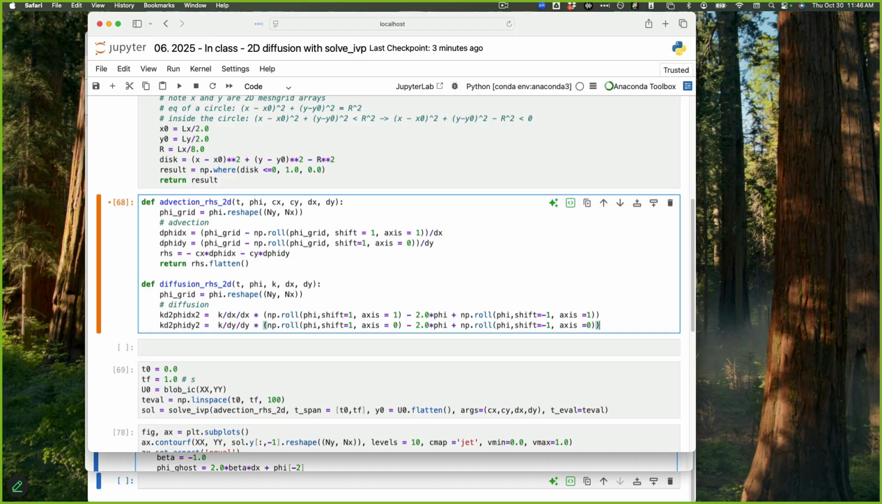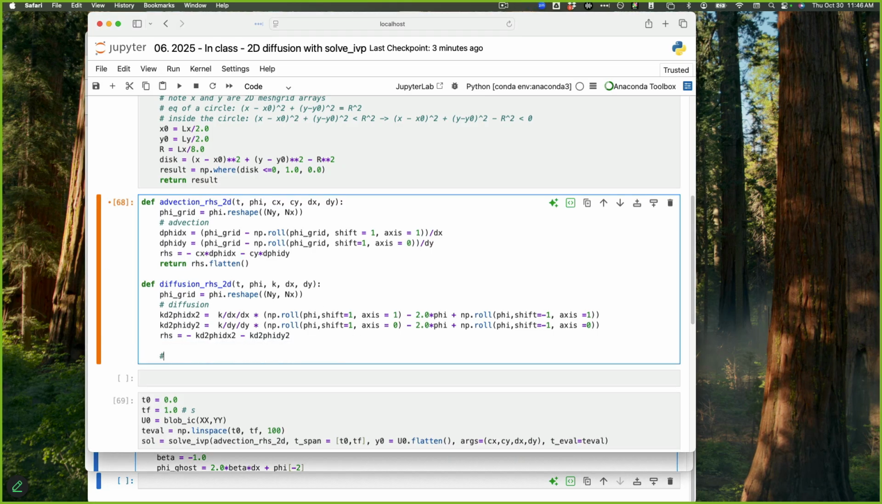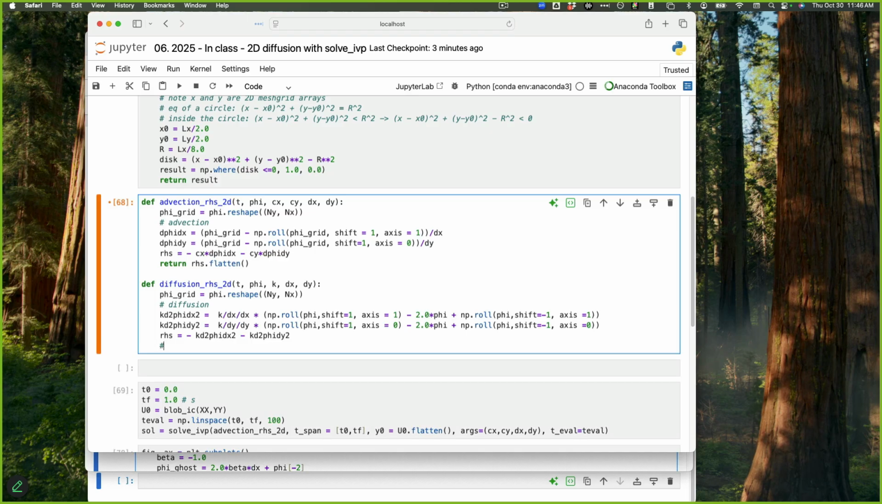Okay. That's it. Now we build the right-hand side, which is equal to minus K d2 phi by dx squared minus K d2 phi by dy squared. Okay, we're not done because we need to set boundary conditions. Agreed? Okay, so for the boundary conditions, everywhere on the left, right, bottom, and top boundaries, my right-hand side needs to be 0. Agreed? So Dirichlet conditions.